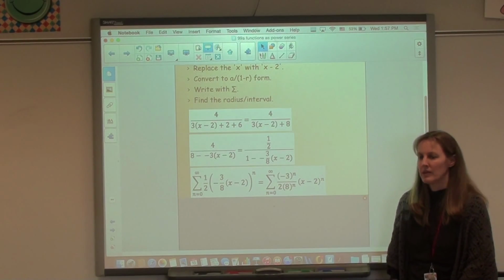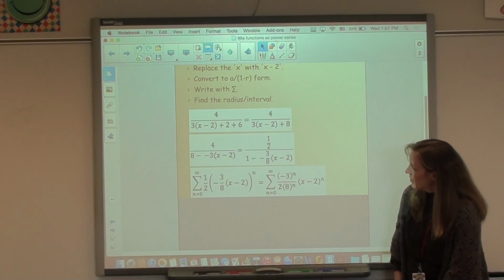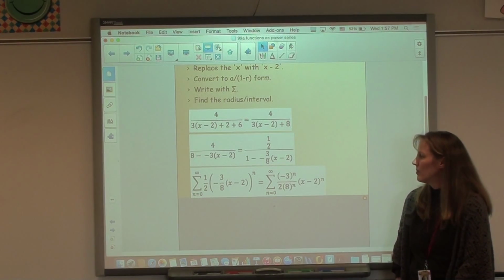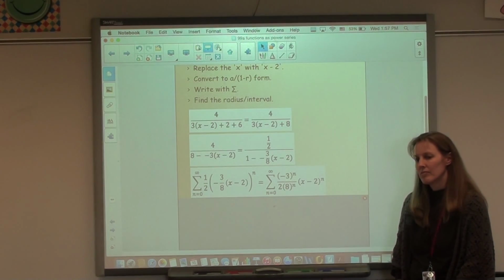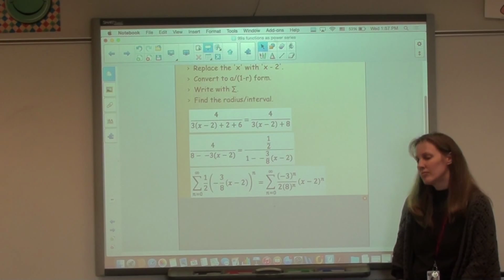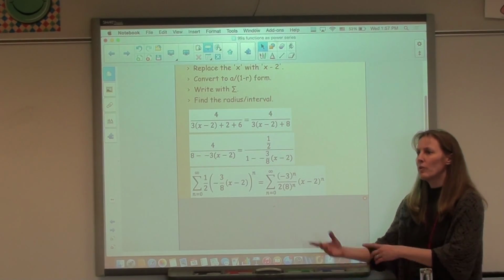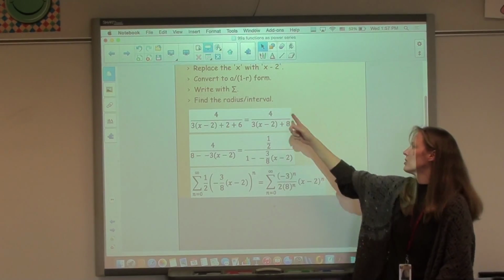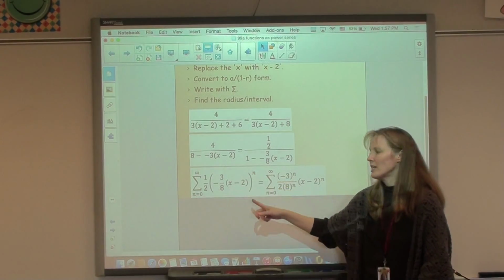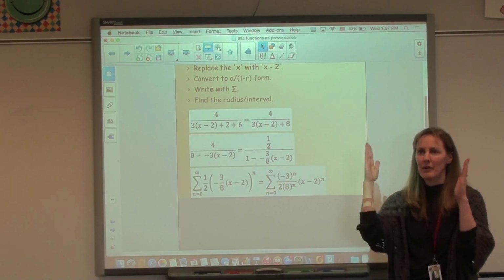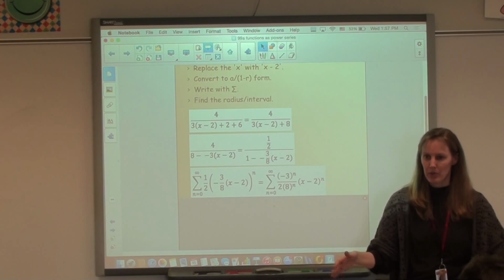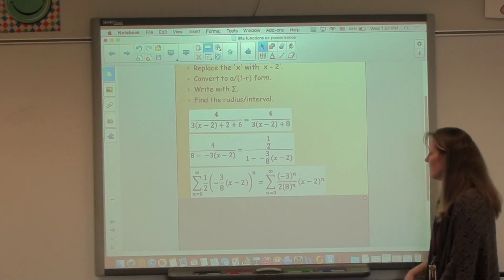When you want to find the r value, do you have to get rid of any coefficients in front of x, like 3? Oh, wait, you're talking about the radius? I thought you were talking about the r here. Yes, the radius. The radius has to be absolute value of x minus c less than a number. Yes, very good question.